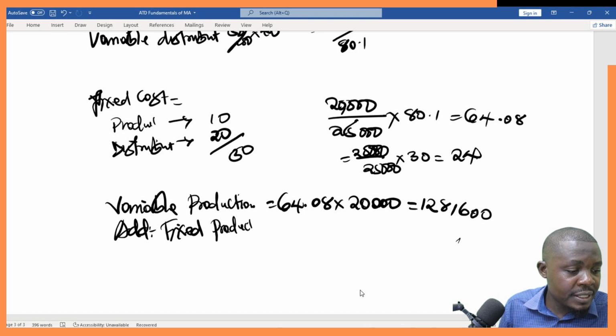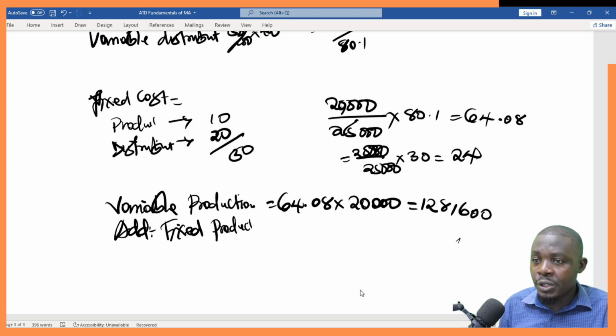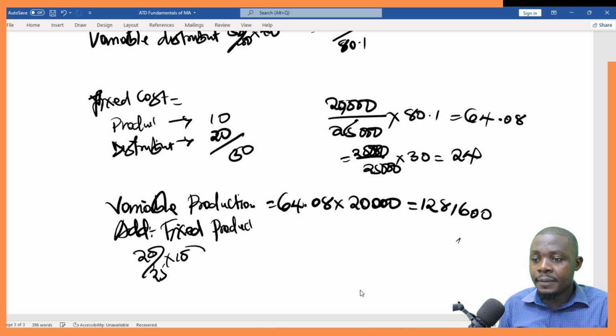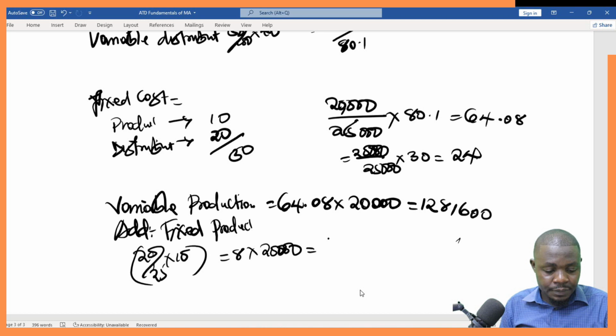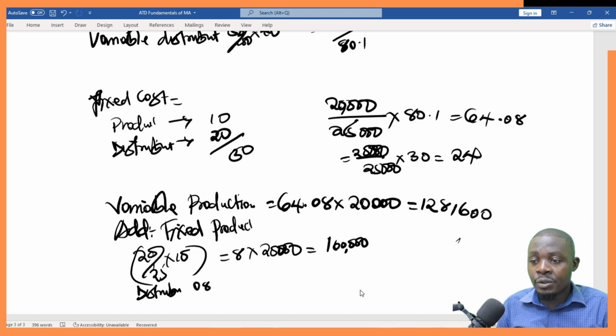We are told that the fixed distribution overhead is unavoidable. Distribution, it was 10. Now if we compute that, it is 20 over 25 multiplied by 10. We have 8 multiplied by 20,000, the units that were produced, which is 160,000. Then the distribution, which was 20, we take 20,000 over 25,000, which is 0.8.